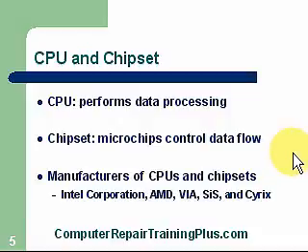Manufacturers of CPUs and chipsets, Intel being the major number one. 80% of the market is controlled by Intel. AMD is a good competitor. We've enjoyed having them keeping Intel on their toes. We also have VIA, SIS, and Cyrix.